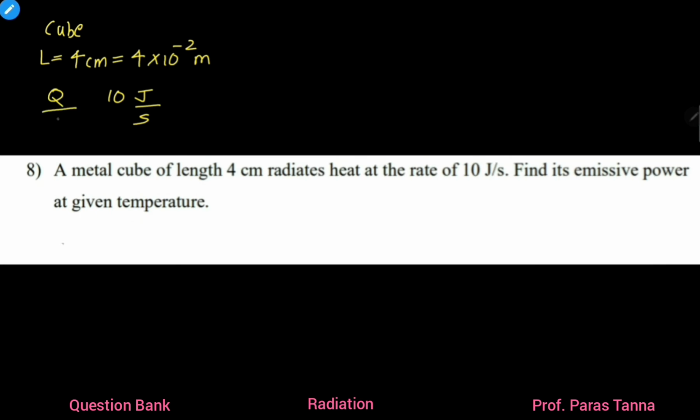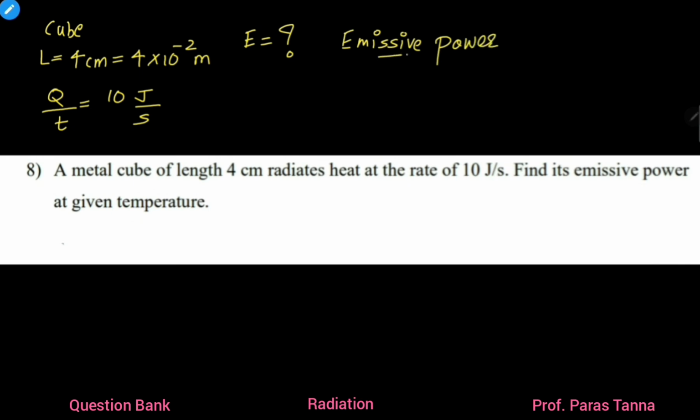Heat emitted per unit time Q by t is equal to 10 joule per second. We have to find out the emissive power at given temperature. That means capital E is equal to question mark, students. This is a simple numerical based upon the basic formula of emissive power.